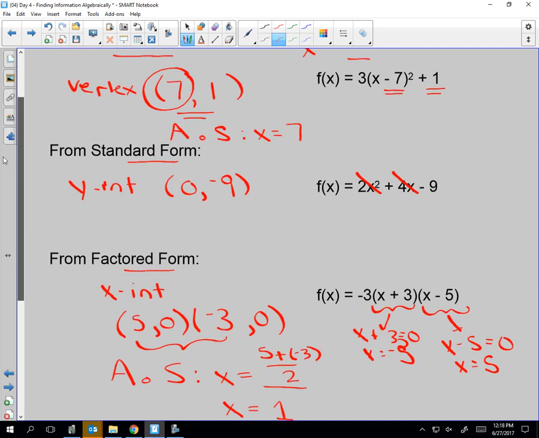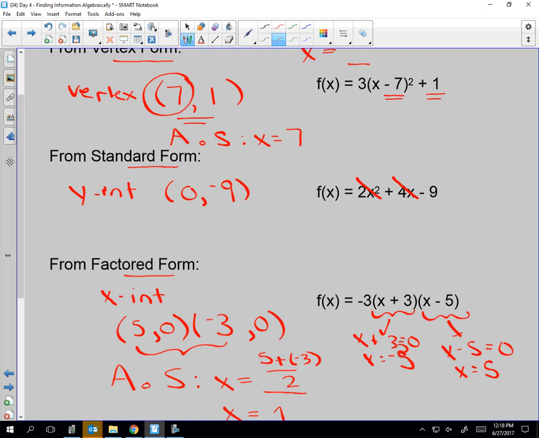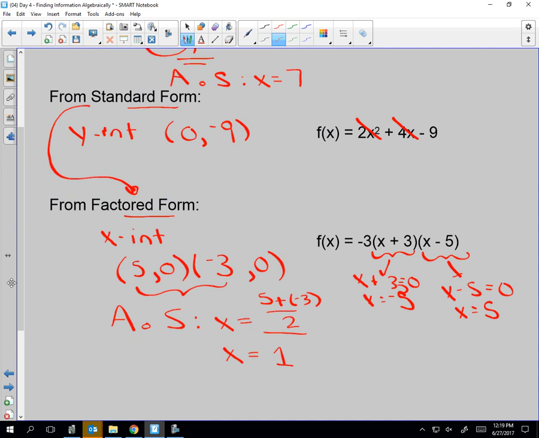Now, the hardest form to get your axis of symmetry from is standard form. Now, you have a couple options. You could try to factor it and then use your factors to find your axis of symmetry, but we can actually take something from the quadratic formula and find our axis of symmetry. So the quadratic formula is minus b plus or minus the square root of b squared minus 4ac, all over 2a.